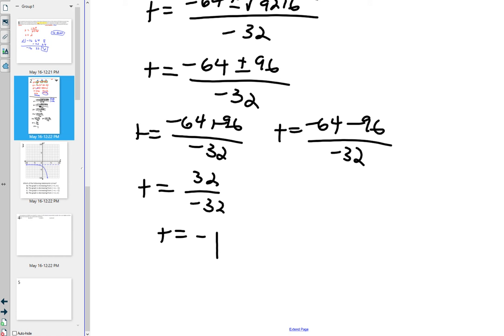You can't have negative time. But on the other one, what is that? Negative 160 divided by negative 32. There's your 5. So I did it 2 different ways and I got the same solution.